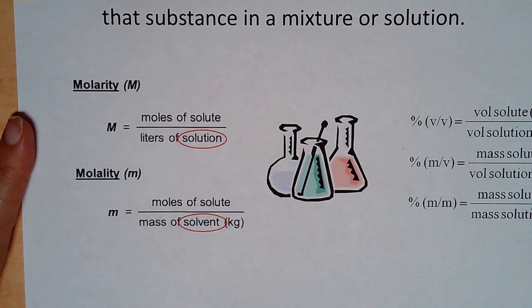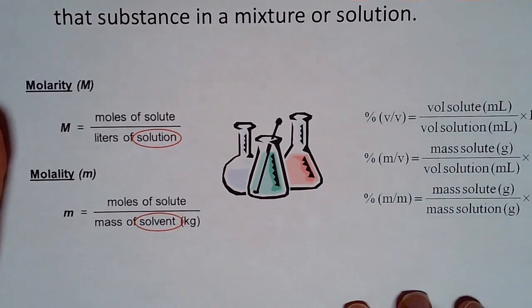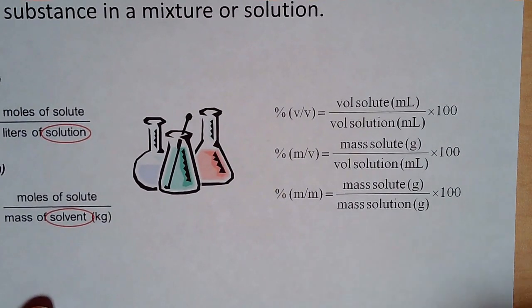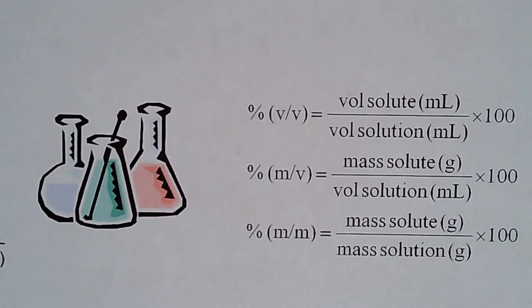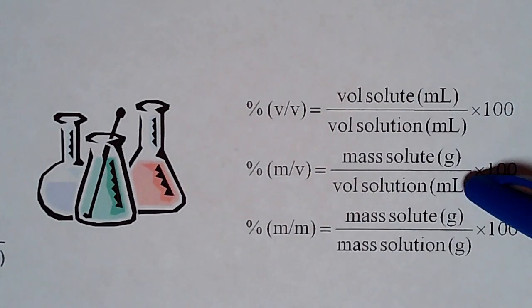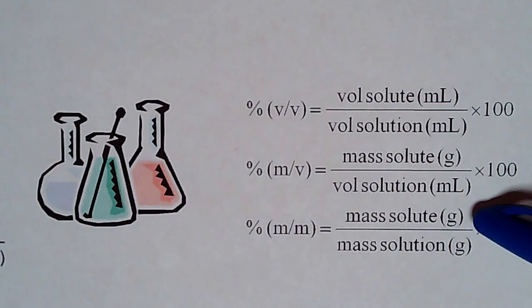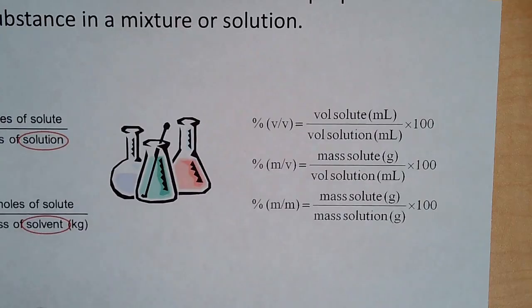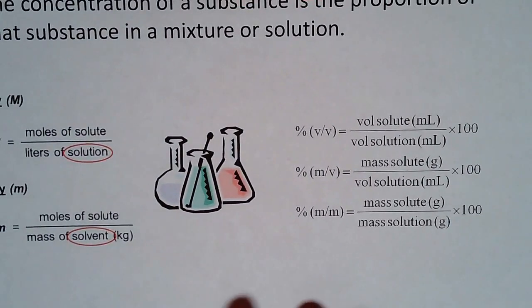Another common way to measure concentration is with percentage of solution. The percentage can be either in percent volume ratio, percent mass to volume, or percent mass to mass. So we're going to look at some examples of how this works for different concentration units.